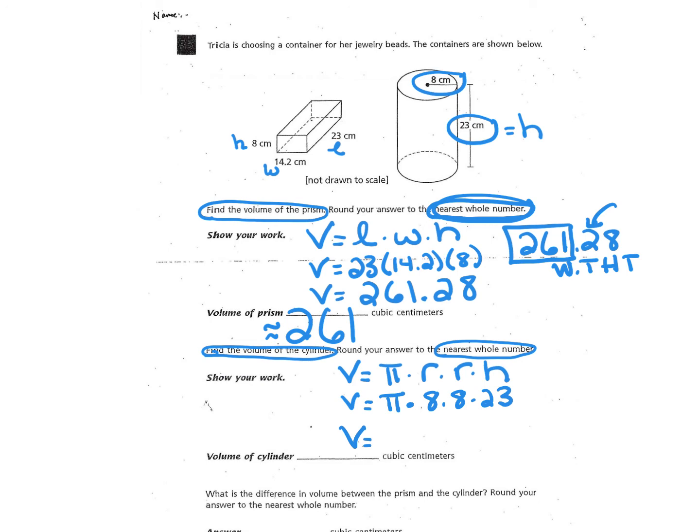Grab your calculator and punch in pi key times 8 times 8 times 23 and hit equals. Make sure you write down the entire value that appears on your screen. Remember, we're going to round it to the nearest whole number as well. The 4 is not 5 or more to raise the score. So the volume is 4,624.